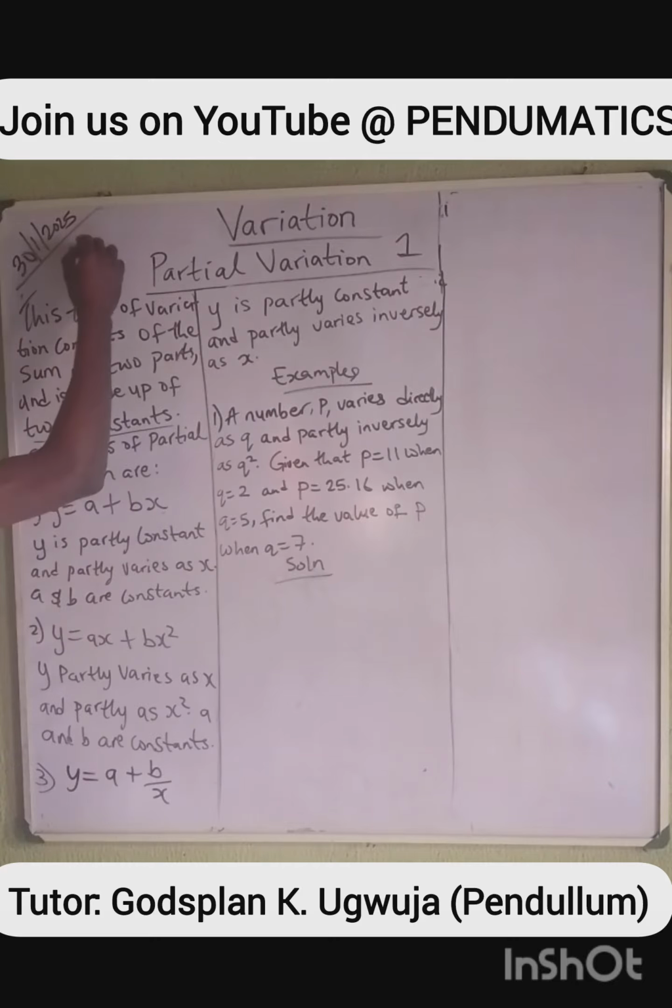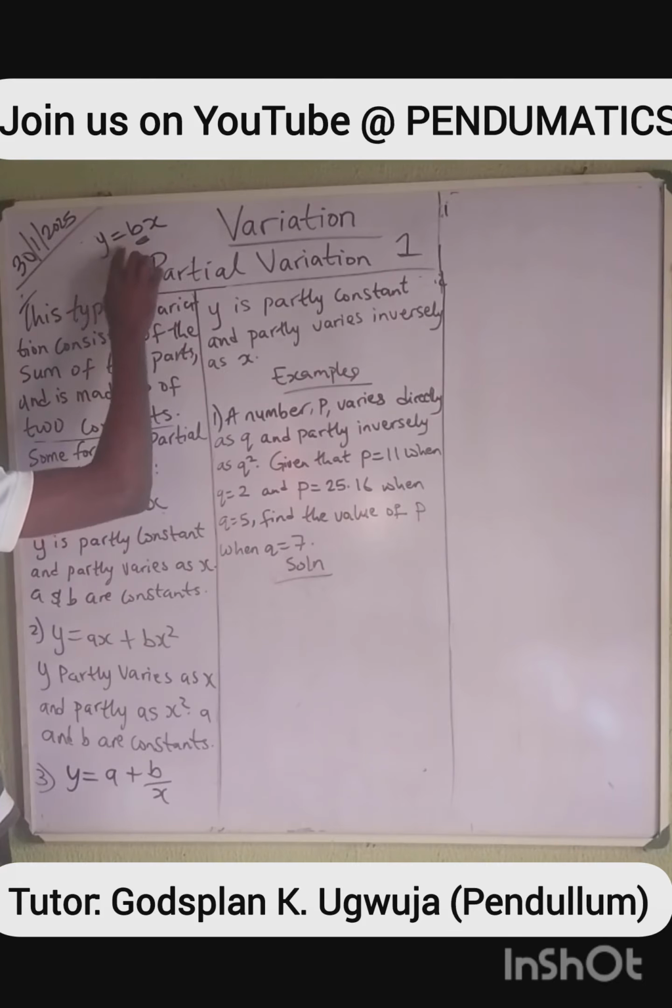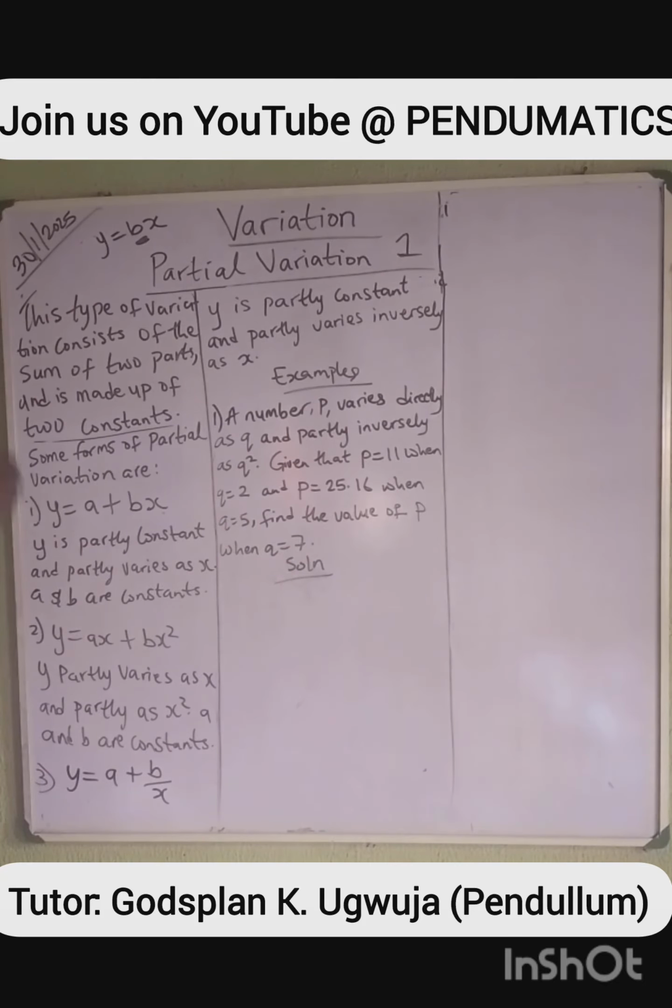You know how we have direct variation where we say y is equal to bx, where b is a constant. Although we're using k in the videos we made, it's a constant and it can have any value. So if we say y is equal to bx where b is a constant, that's the second part. If you ignore the first part and just have y is equal to bx, that is the direct variation.